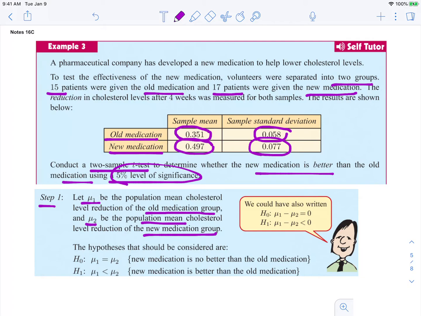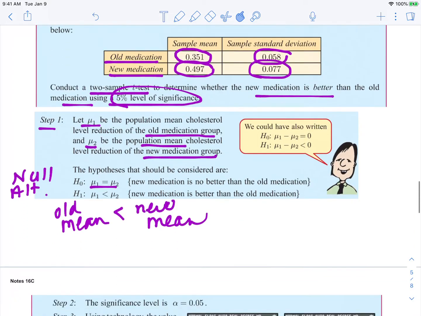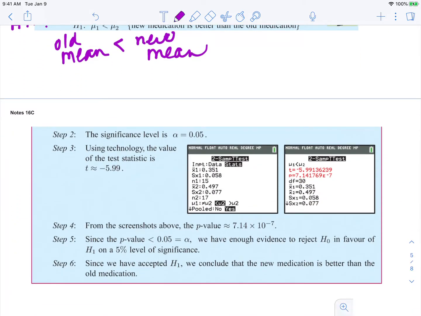The hypotheses that we should consider are the null hypothesis, that the two means are equal, or the alternative, that the old mean, the older medication, is less than the mean of the new medication. Therefore, the new medication is better than the old. Step 2, state the significance level, 5%.